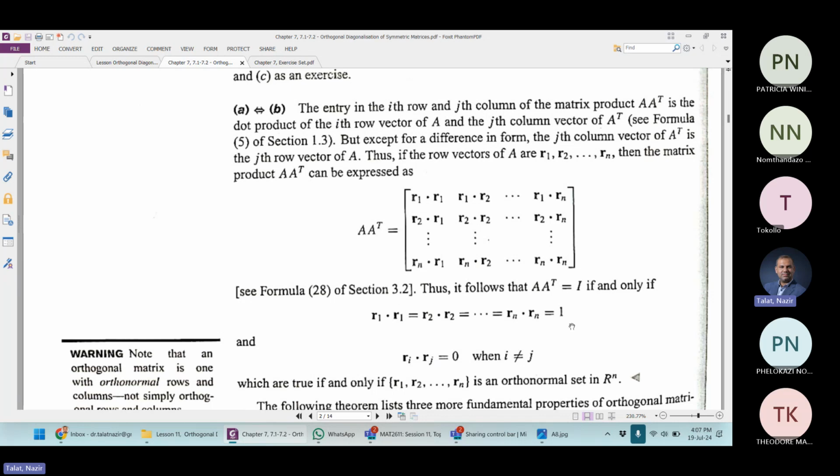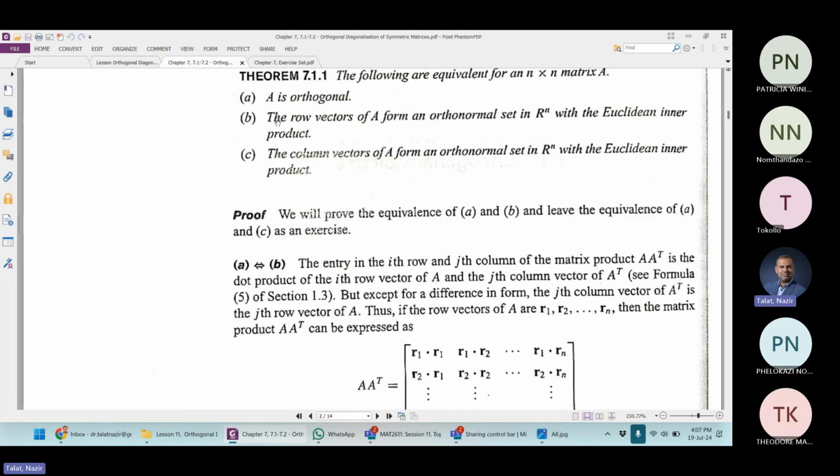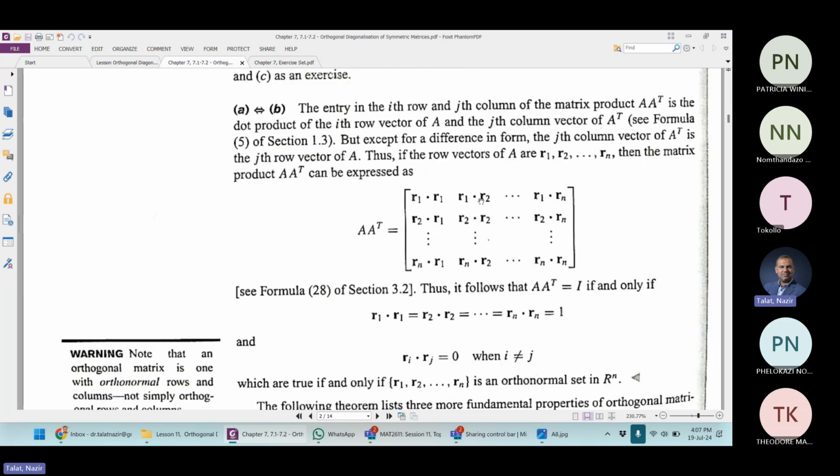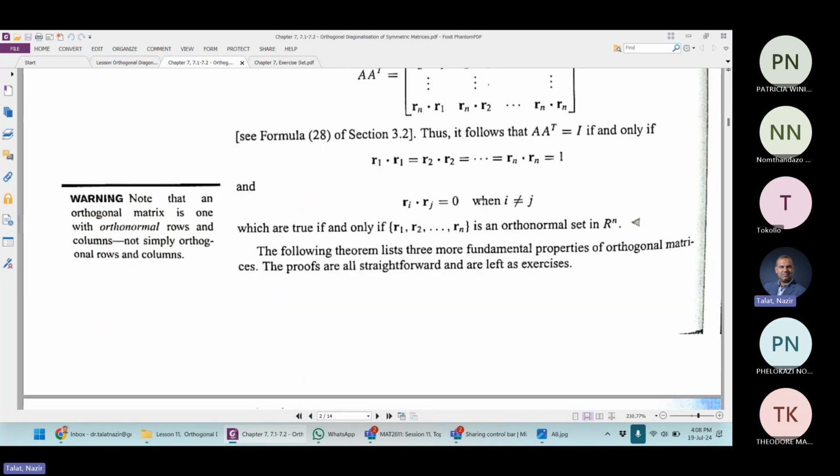So whether you take the row form or the column form, the important thing is that if A is orthonormal, then A transpose is also orthonormal. So that's why, either you take its rows or its columns, in both cases it forms an orthonormal set of Rn. It means all the rows R1, R2, up to Rn form an orthonormal set in Rn.